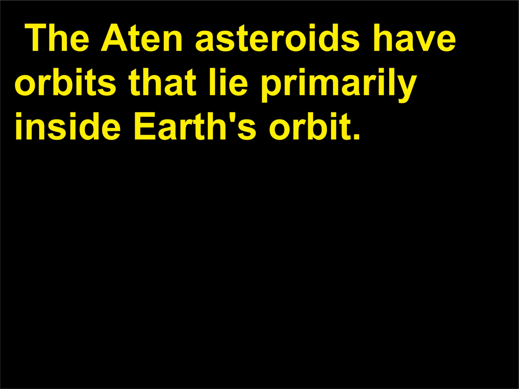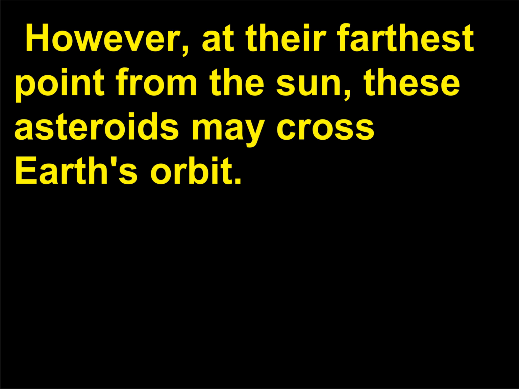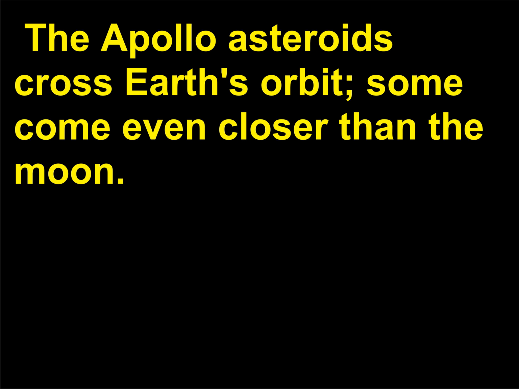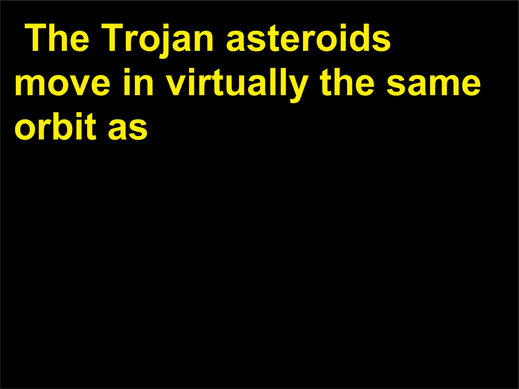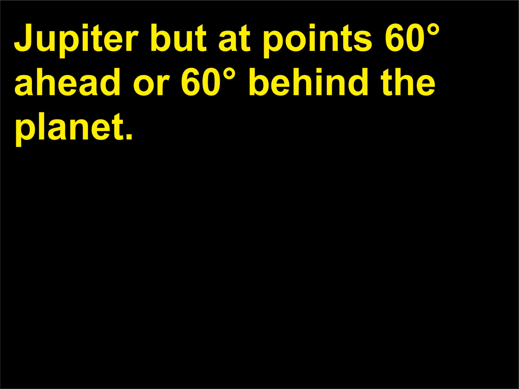The Aten asteroids have orbits that lie primarily inside Earth's orbit. However, at their farthest point from the Sun, these asteroids may cross Earth's orbit. The Apollo asteroids cross Earth's orbit, some come even closer than the Moon. The Amor asteroids cross the orbit of Mars, and some come close to Earth's orbit. The Trojan asteroids move in virtually the same orbit as Jupiter but at points 60 degrees ahead or 60 degrees behind the planet.